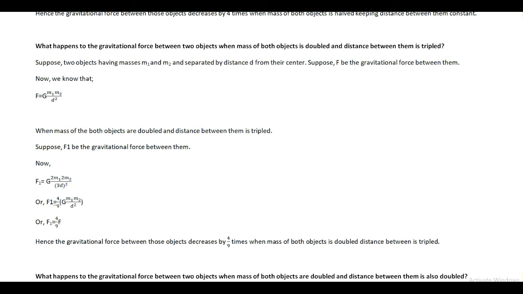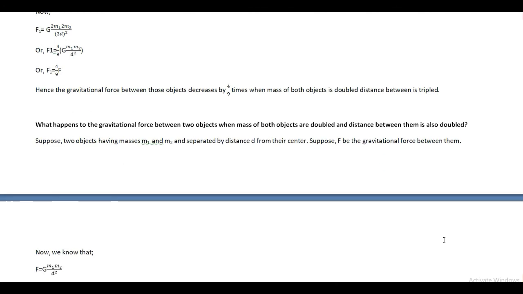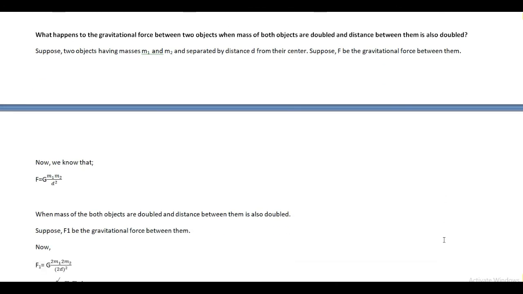So I think you have understood what will happen when both mass of object and distance between them are changed, and how to find out whether the gravitational force will increase or decrease. Now let's see another analytical question. The question is like this. What happens to the gravitational force between two objects when mass of both objects are doubled and distance between them is also doubled? So here both are changed. And let's find out the answer of this mathematically.